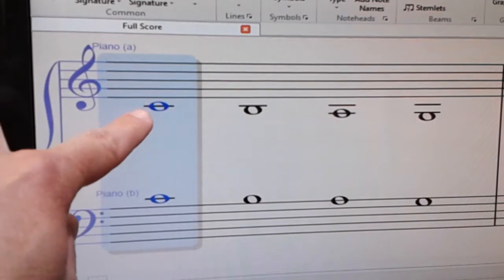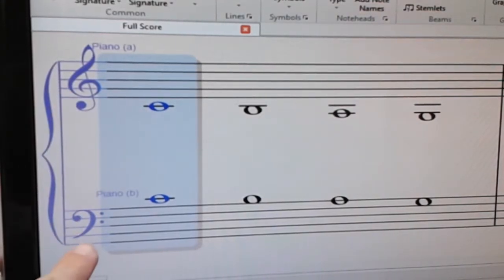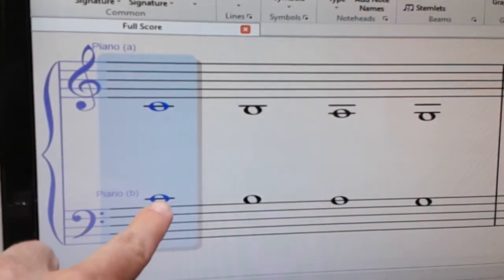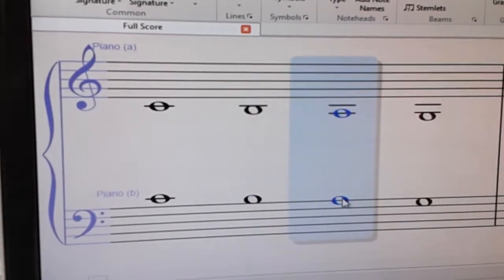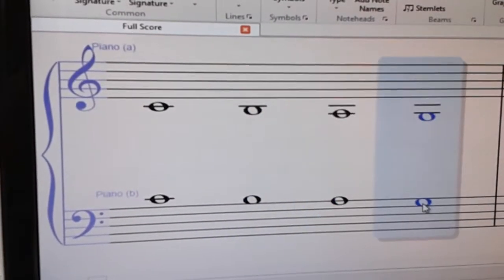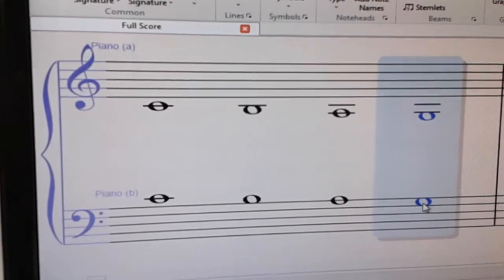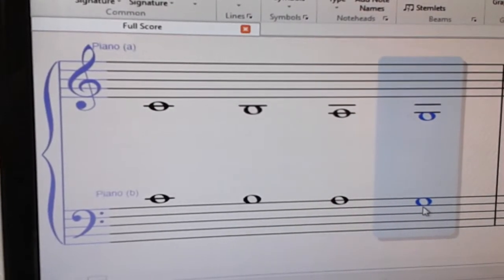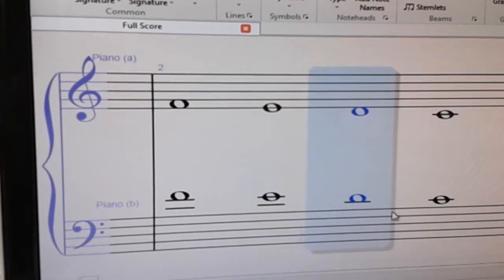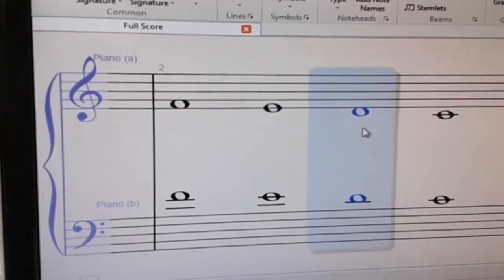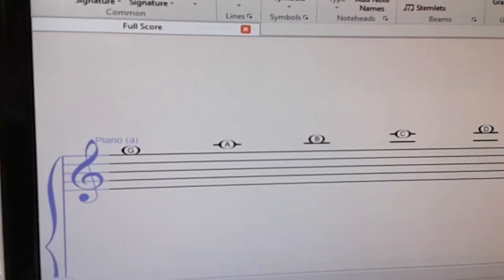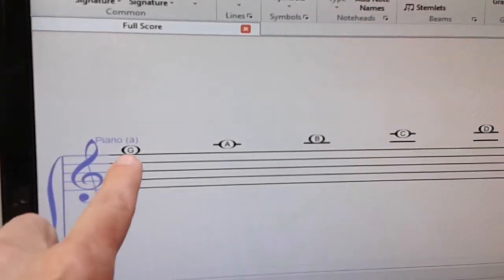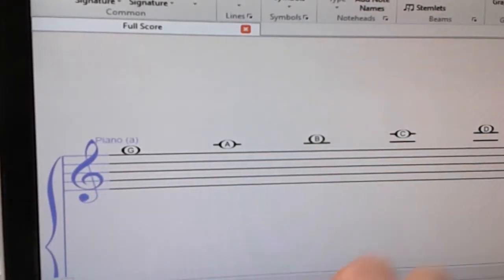The note 1 ledger line below the treble clef is the same as the note 1 ledger line above the bass clef, which is middle C. Therefore, those 2 notes are B, those 2 notes are A, and those G, all below middle C. Exactly equivalent pitches. And these are the few notes above middle C. That's D, that's E, and that's F. These are the notes immediately above the treble clef, G, A, B, C, D.